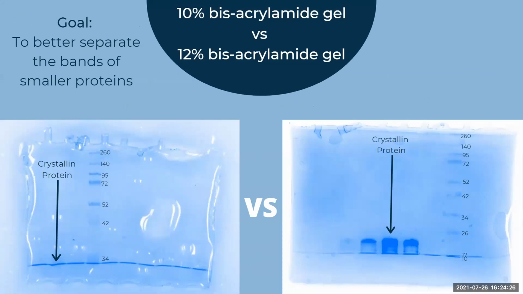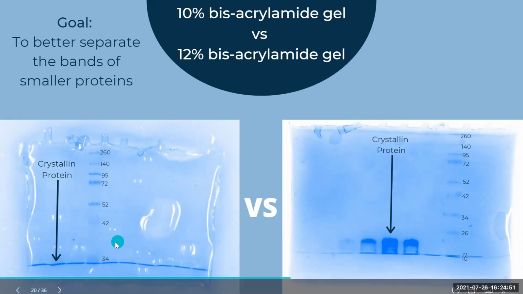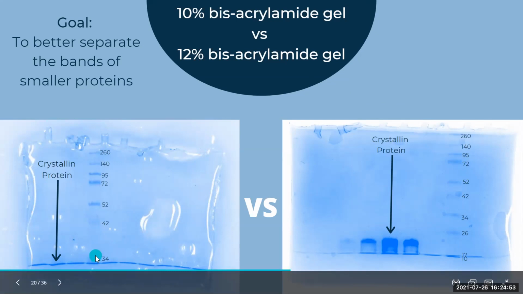So as I mentioned, one of our goals for the summer was to optimize our methods along the way. And one of the ways we optimized our methods was by changing our gels that we run for SDS-PAGE gel electrophoresis from 10% bisacrylamide gels to 12% bisacrylamide gels. And our overall goal was to better separate the bands of smaller proteins because crystalline protein is a smaller protein.